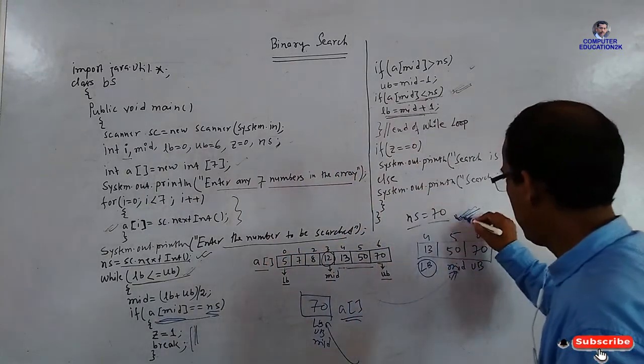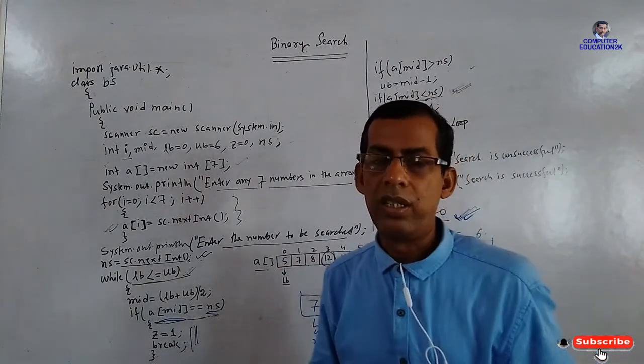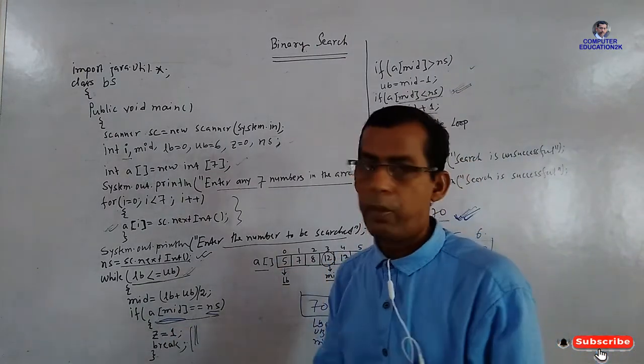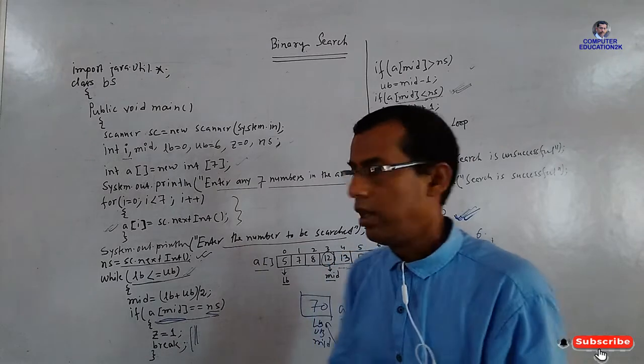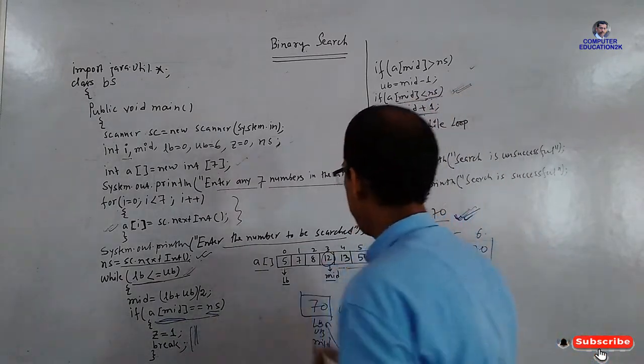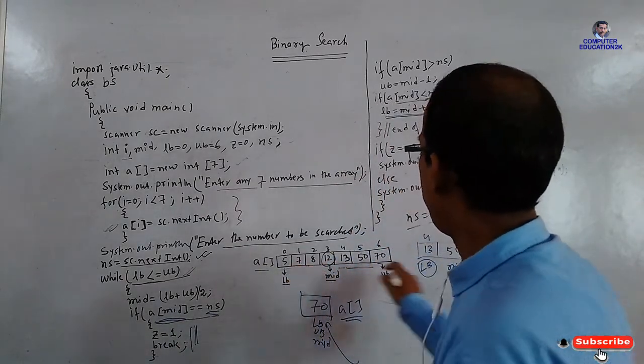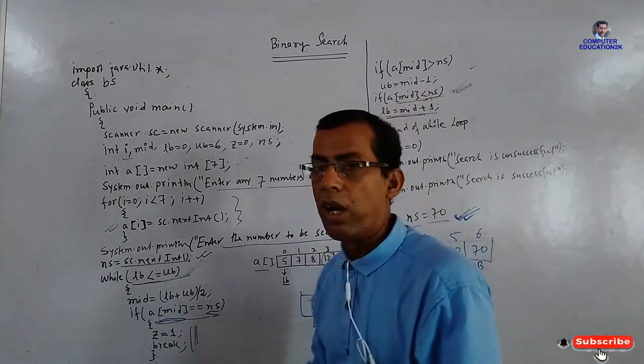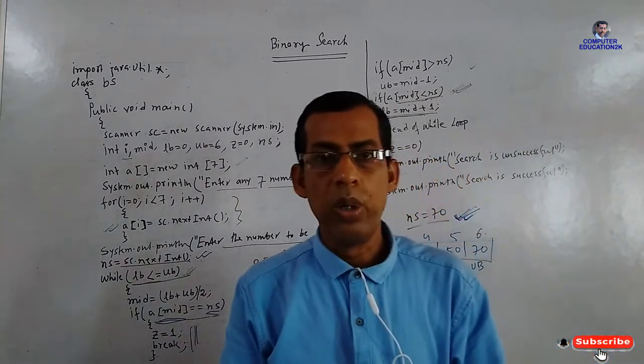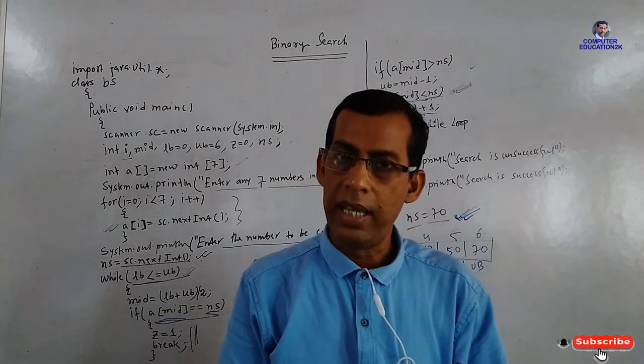Suppose you are finding number 70 in the array, but there is no 70. Then Z will never become 1. It will remain 0. Suppose you want to find the number 100. Is there any 100 there? No 100 there. So Z will never become 1. Z will become 1 when you find a number in the array.